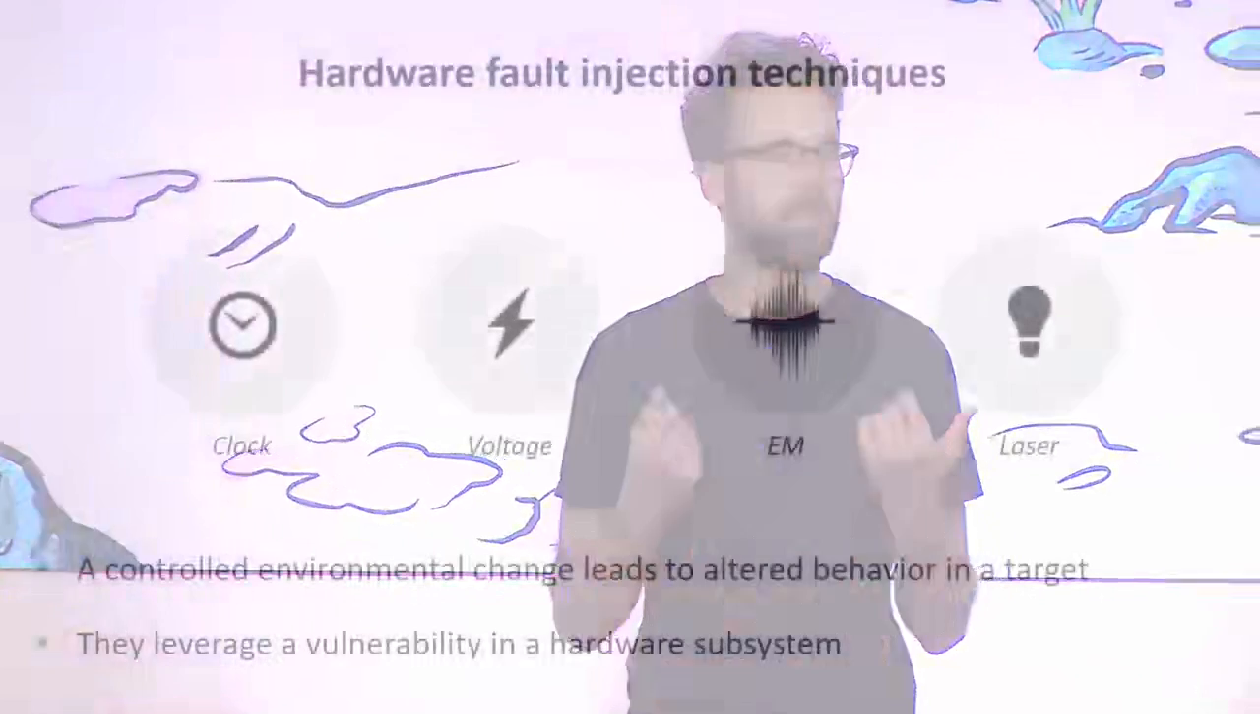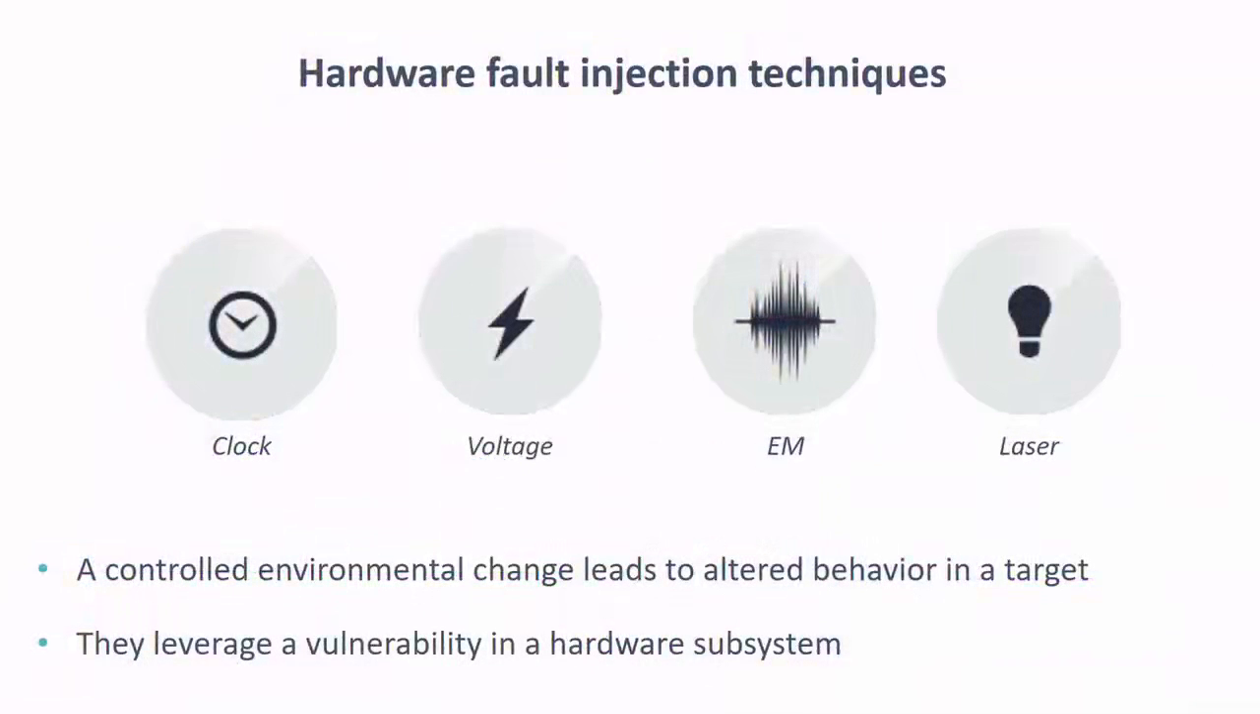Well, there's a whole bunch of different fault injection techniques that you can use in order to accomplish this, of which 4 are shown on these slides. Those are the 4 most common ones. They all have something in common, and that is that they introduce a controlled environmental change into the target in order to change its intended behavior. What they actually do is leverage a vulnerability that's embedded inside the targets that we're talking about.